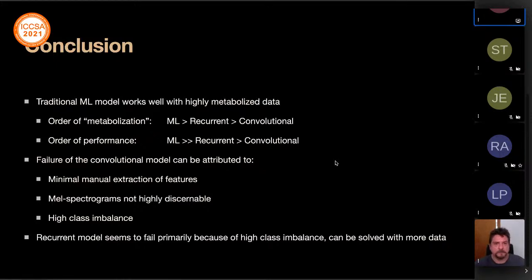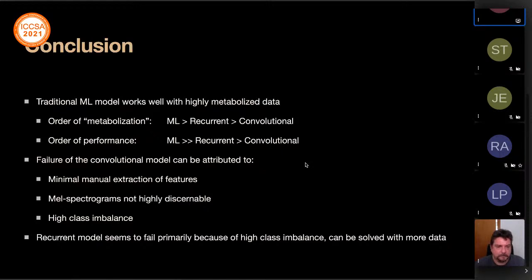The failure of the convolutional model we can attribute to the fact that we didn't manually extract too many features. We just converted it into a spectrogram and passed it as a raw input. The second reason was that the MEL spectrograms did not differ from each other very drastically in order for the network to learn to discern them. And the last possible reason would be that there is a high class imbalance.